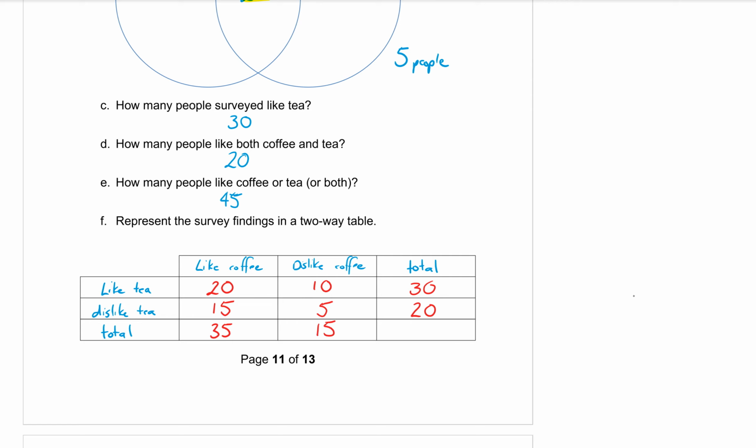And if I add 35 and 15, or 30 and 20, either way I add, either going across the bottom or vertically there, I get 50 for the total number of people in that two-way table.